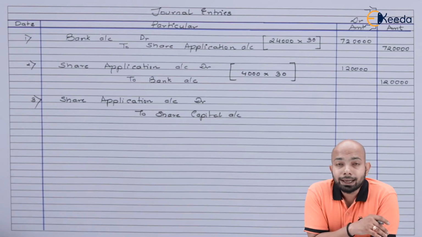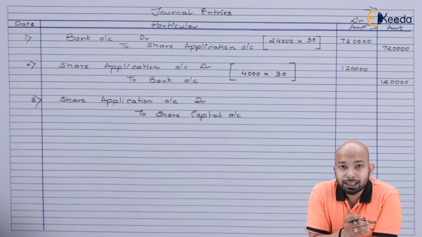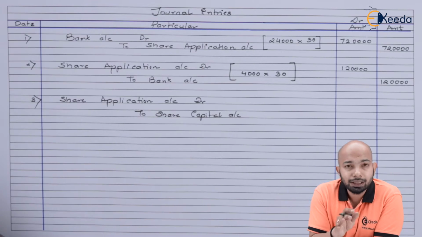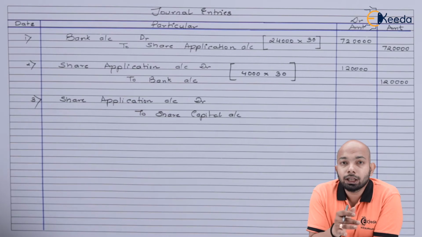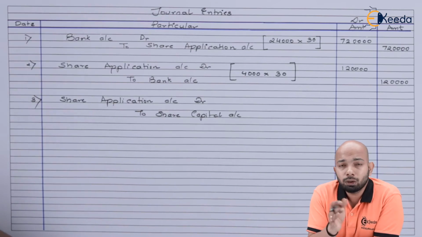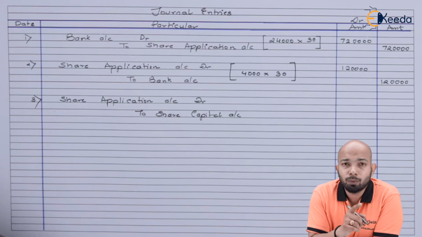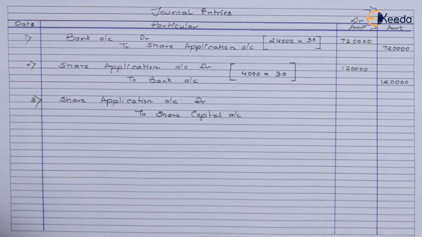Now this will be the balance between the applications we have received and the rejection we have done. That means total 7,20,000 is what we have received. Out of that 1,20,000 is what we have rejected or refunded. So the balance that is left here will be taken into consideration. That will be somewhere around 6 lakh rupees.